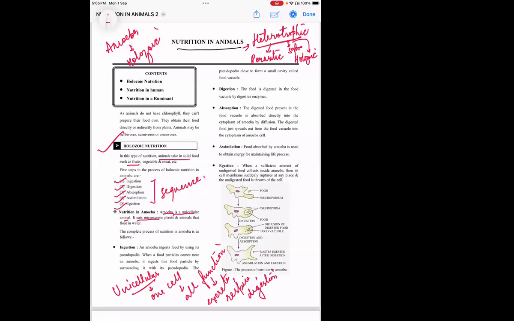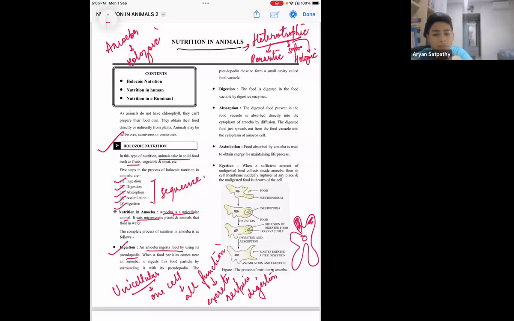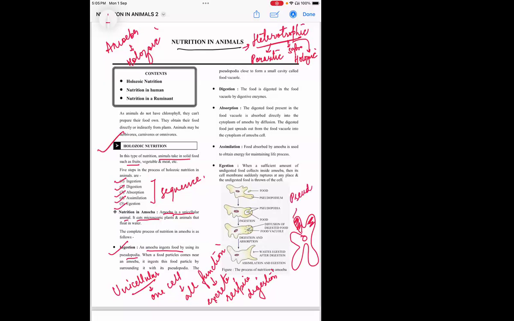It eats microscopic plants and animals that float in the water. The complete process is given below. First step in them is the ingestion. An amoeba ingests food by using its pseudopodia. So amoeba will have finger-like projections that are called pseudopodia. Pseudo means false, podia means feet. So false feet. Why do they call it false feet? Because this structure looks like feet, but actually they are not feet.